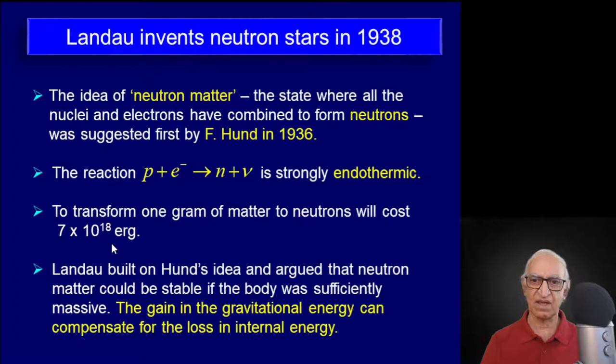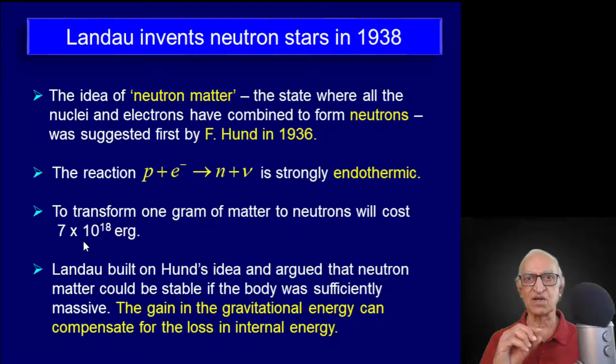But Landau had this brilliant idea that if you're dealing with massive stars, then the gravitational binding energy of such massive stars, which is minus G m squared divided by r, can be so large that it can supply the required energy to convert ordinary matter to neutron matter.